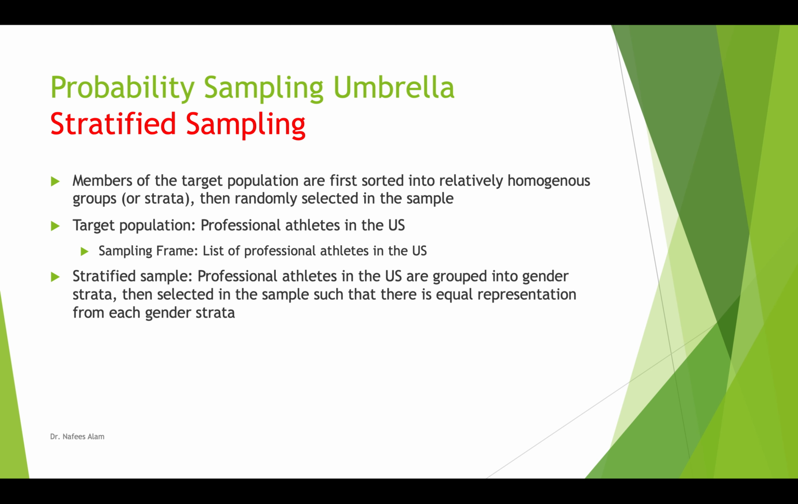Next, again, under the probability sampling umbrella, we have stratified sampling. This is where members of the target population are first sorted into relatively homogeneous groups. They're called strata, then randomly selected in the sample. Again, you're going to get tired of this because the target population stays the same, professional athletes in the United States. The sampling frame stays the same throughout this presentation, which will be the list of professional athletes in the United States. So here, a stratified sample would be professional athletes in the United States being grouped into gender strata, then selected in the sample such that there's equal representation from each gender strata.